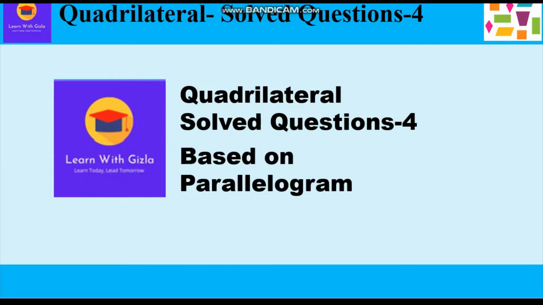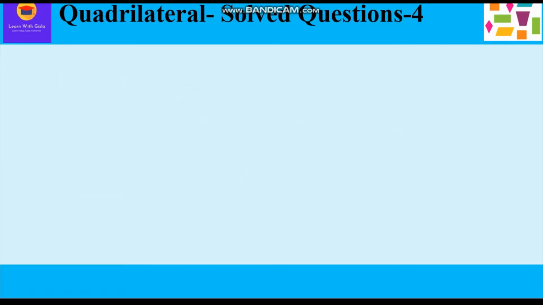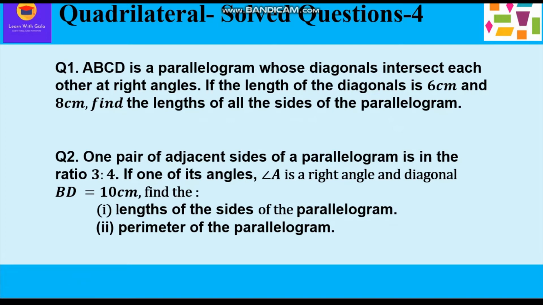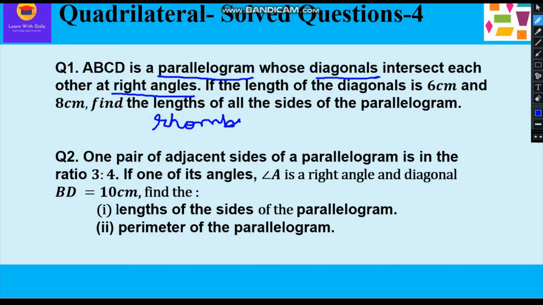In this video of quadrilaterals, we shall be taking two questions based on parallelogram. These are the two questions which we are going to study in this video. In the first question, we are given the parallelogram whose diagonals intersect each other at right angles. And we know in a parallelogram, if the diagonals are intersecting each other at right angles, it's a rhombus. And the length of the diagonals is also unequal. One is 6 centimeter, other is 8 centimeter. And we have to find the length of the sides of the parallelogram.